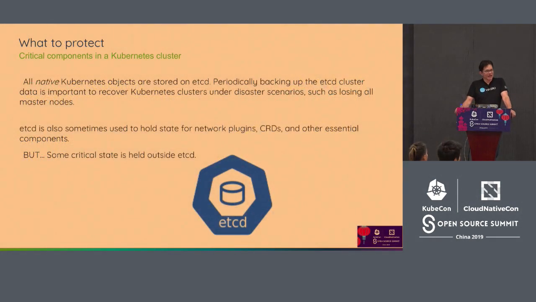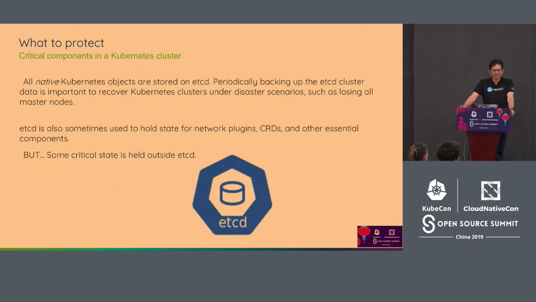What do you want to protect? Well, in theory, all native Kubernetes objects are stored in the etcd database. So periodically backing up the etcd cluster is important so that you can recover a Kubernetes cluster. And this statement, I'm not making it up, it's in the Kubernetes docs. The etcd database also is used to hold state for some popular network plugins, not all.